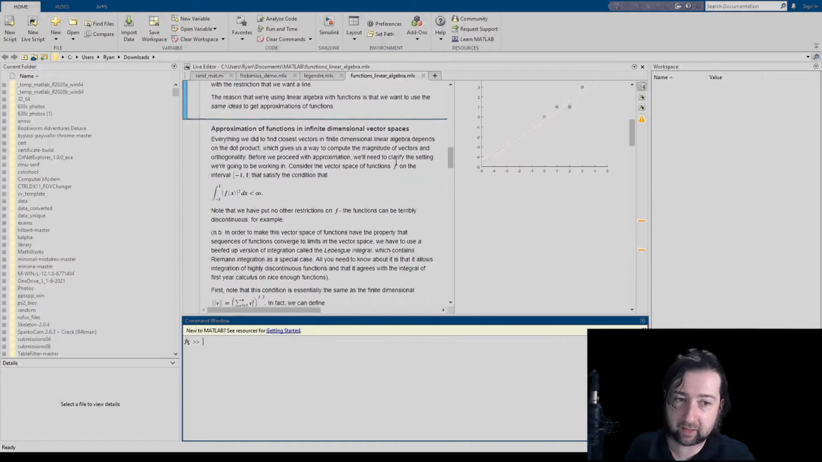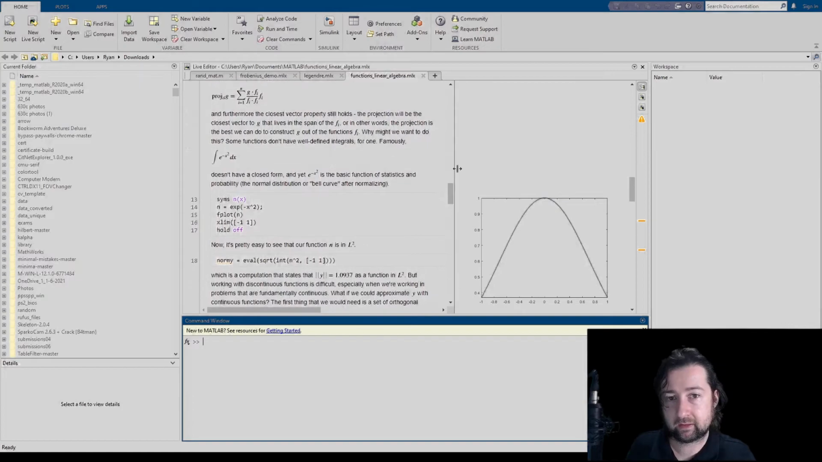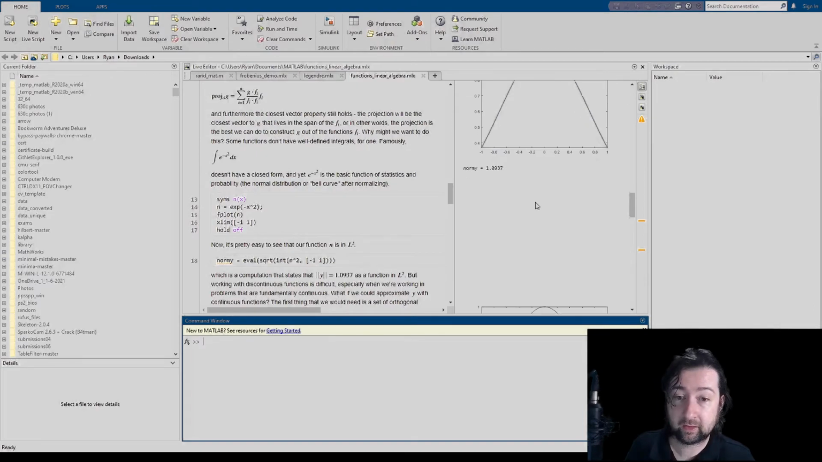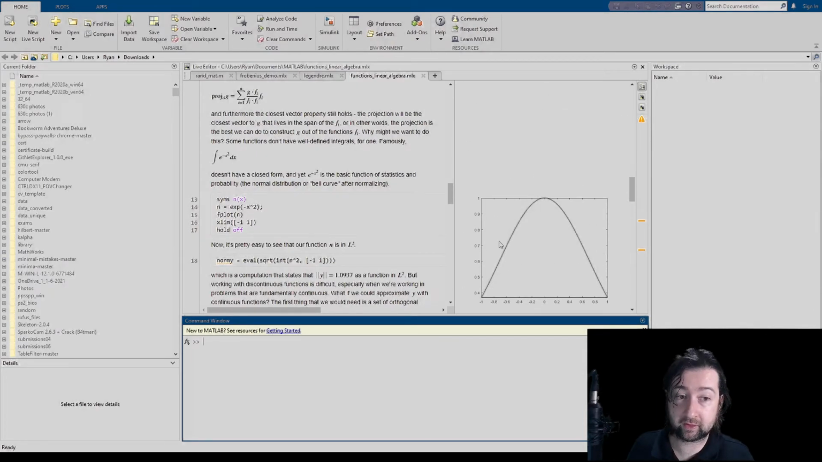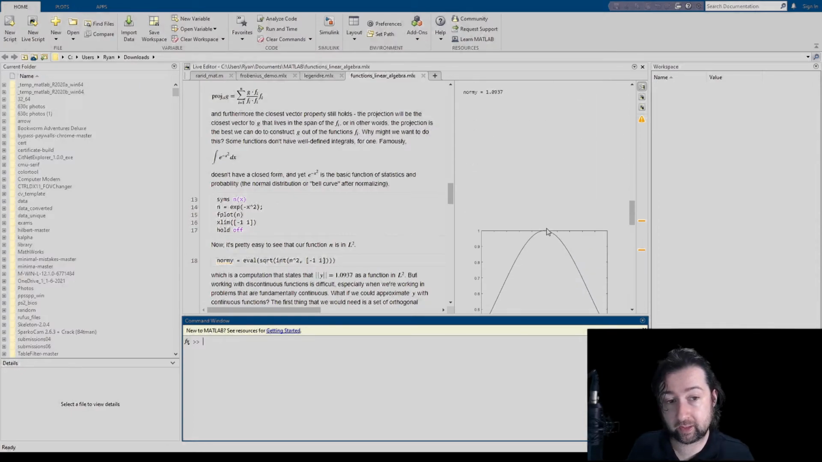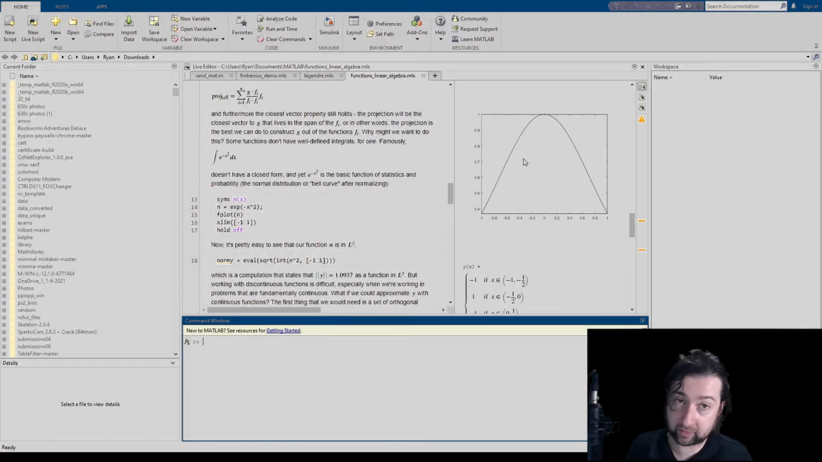So if we take a function, say, like e to the minus x squared, and we develop an expansion of that function or an approximation of that function in terms of Legendre polynomials, I get a near perfect approximation. So the first graph that you should see in here is the graph of e to the minus x squared. This is the graph of e to the minus x squared with the graph of a degree 10 approximation laid over the top of it.